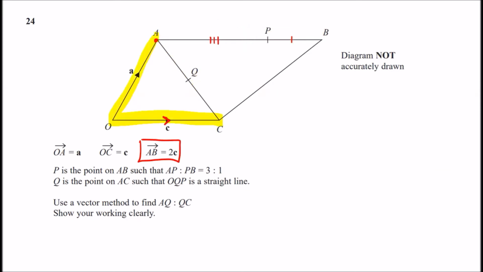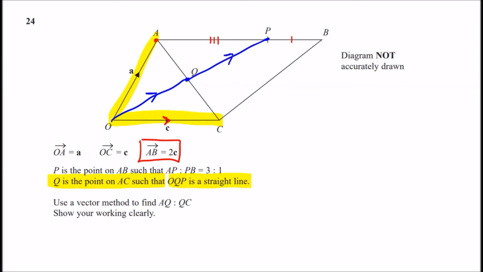Okay, so just looking back at the question one more time, yeah? It tells us that Q is on the point on AC such that this line, OQP, is a straight line. So OQP is basically this, yeah? O to Q, Q to P. Now, how do you know something's a straight line? It's only a straight line in terms of vectors if they're both moving in the same direction. So this is kind of what we need to get here.